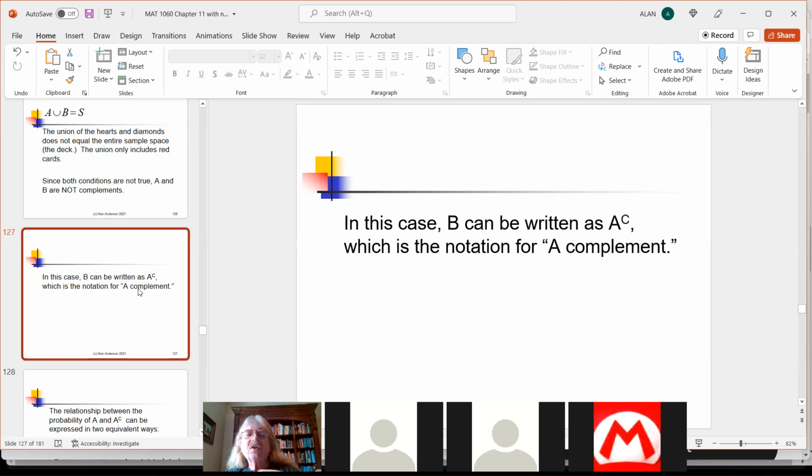And so finally, I'm going to show you the complement rule. It's written in two equivalent ways. We're not going to have time to go through it right now. We'll pick it up on Thursday. But this is what this rule is all about.